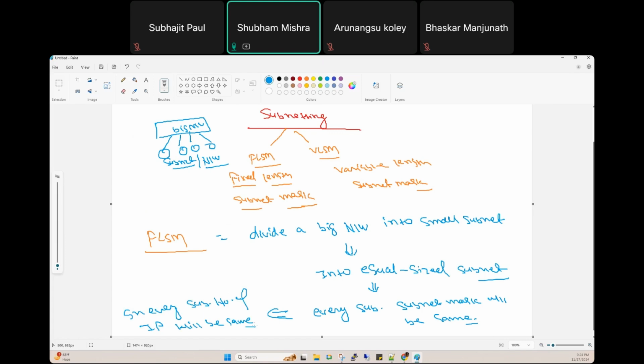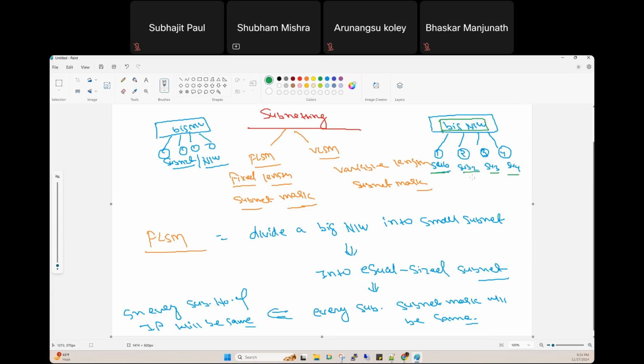Is there anyone who does not understand? Is this clear? For example, this is the big network. I divide this big network into 4 parts: 1, 2, 3, 4. All the 4 are called subnets: subnet 1, subnet 2, subnet 3, subnet 4. So how many subnets did we divide into here? 4. We have one big network, and we divided it into 4 small subnets.